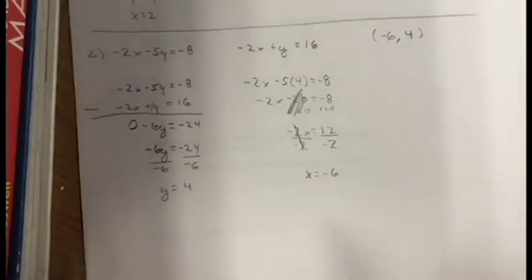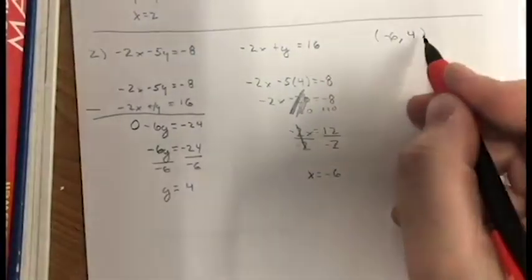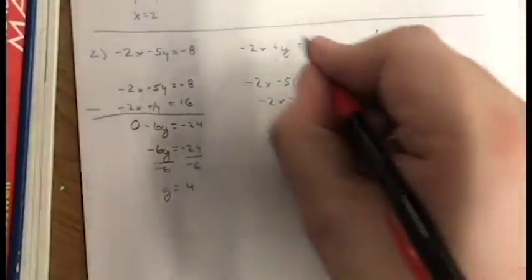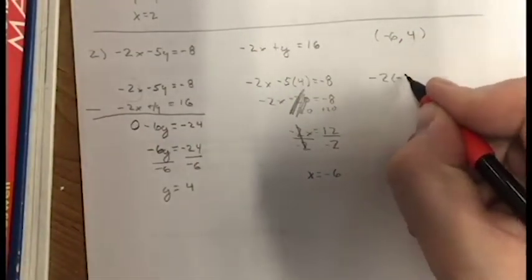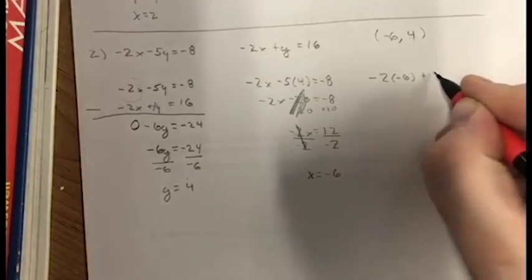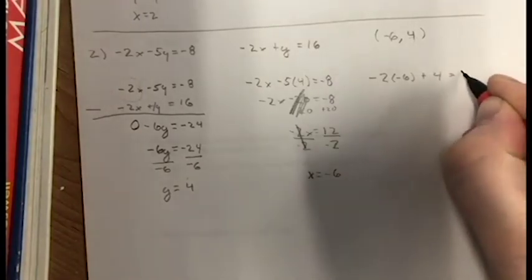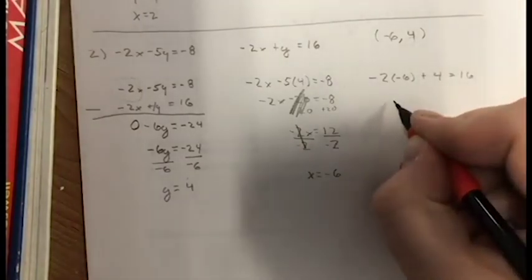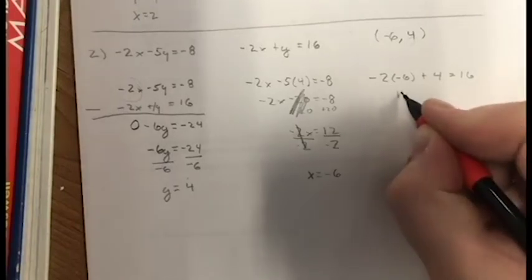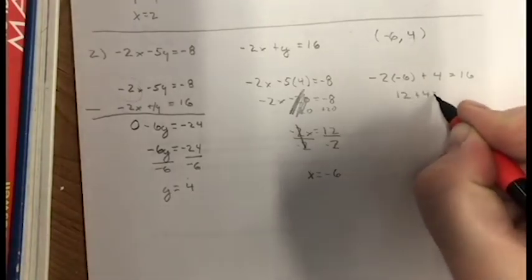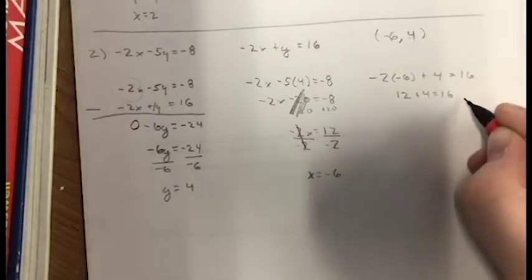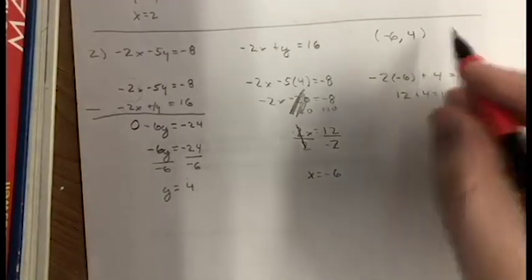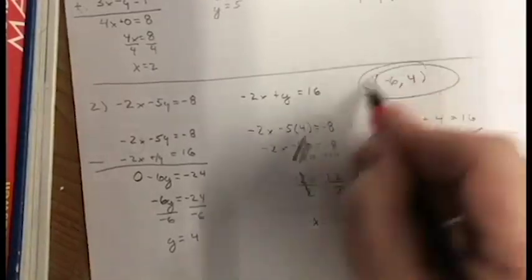So we need to verify, is this correct? Let's find out. We plug it back into our original equation. We'll use the second one this time. Negative 2 times negative 6 plus a positive 4 equals 16. Negative 2 times negative 6 is 12, plus 4 is equal to 16. Is this a true statement? Yes, 12 plus 4 does equal 16. So our answer is correct.